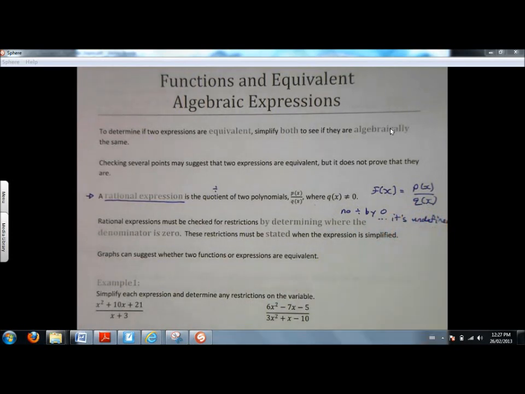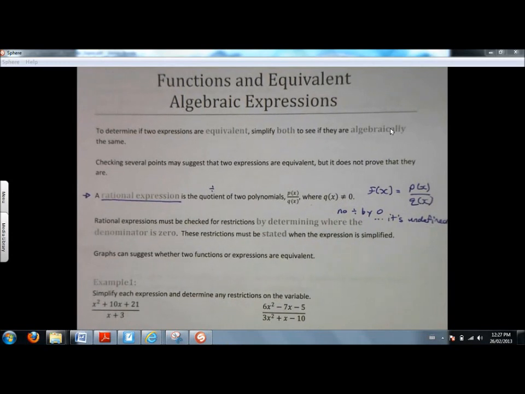Undefined means it could be anything. It could be a very large positive number, it could be a medium-sized number, it could be 0, it could be a negative number. Dividing by 0 is not done because it gives us no information. That's what it's saying here. Rational expressions must be checked for restrictions by determining where the denominator is 0. These restrictions have to be stated when the expression is simplified.